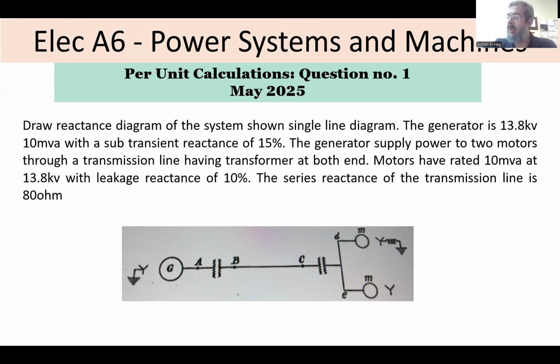And this is a recent question about per unit calculations. Usually the per unit calculation is an integral part of a short circuit calculation question. So first you need to find the per unit and then you do the calculations. But here, it is an exclusive question only for the per unit, which is usually asked more in B7 rather than in A6.